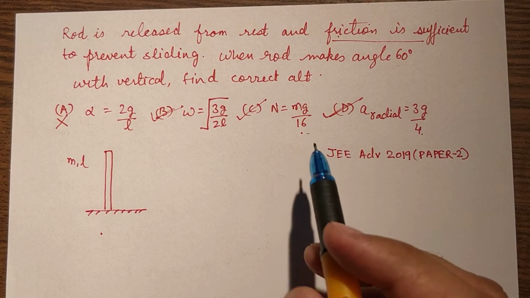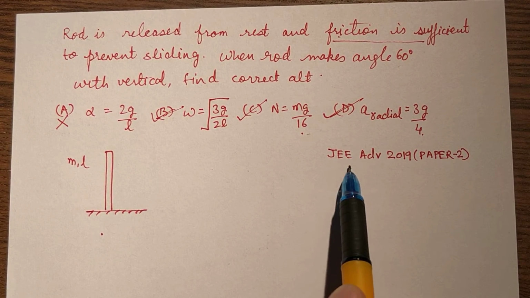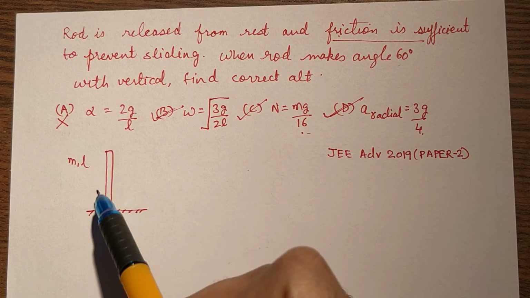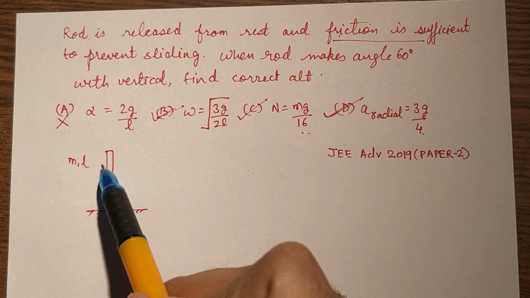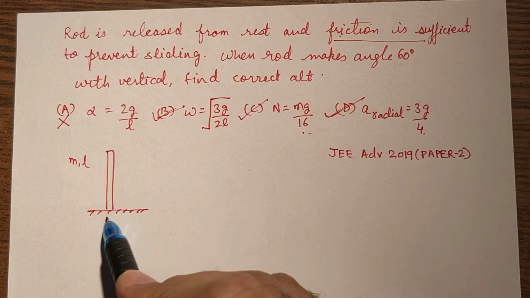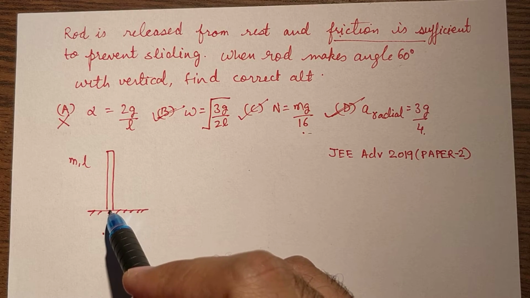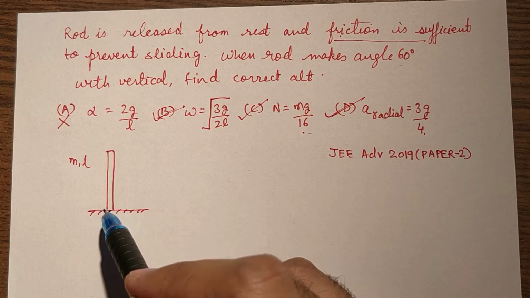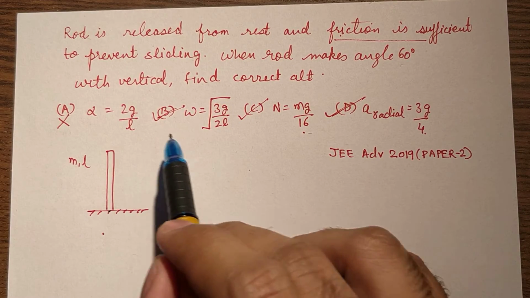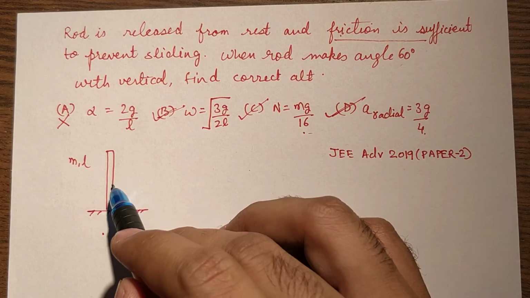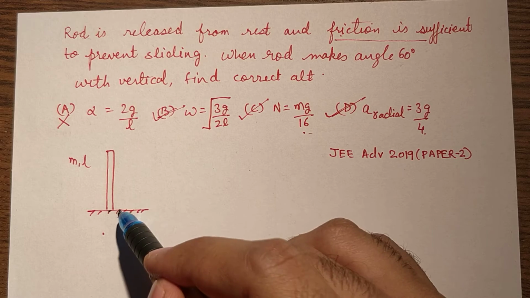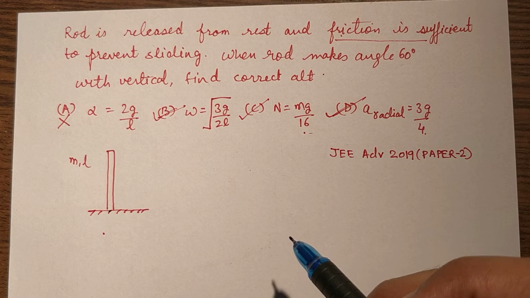Let's see one question from mechanics from the recently conducted JEE Advanced 2019, paper 2. So here we have this rod which is initially vertical and it is released from rest. Friction given is sufficient so that there is no sliding, so this rod will rotate about this point. As it is released from rest, we have to check the options when this rod makes an angle 60 degree with the vertical.